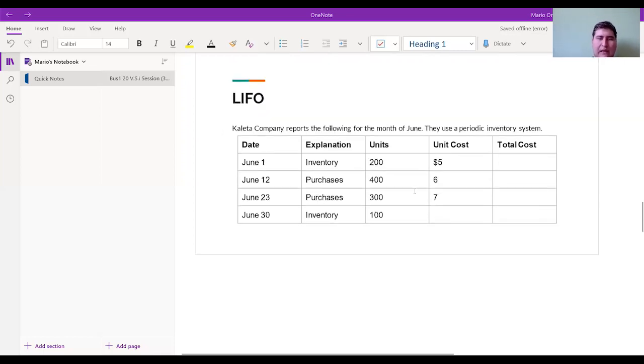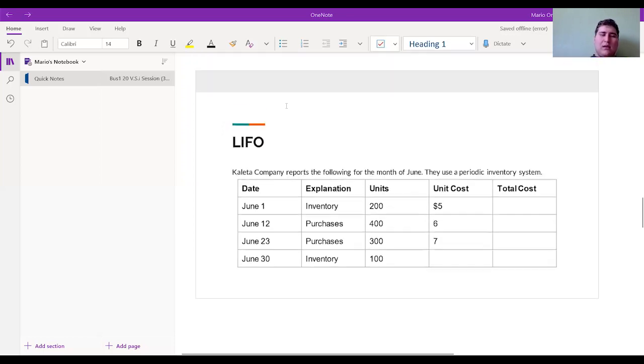So here we have LIFO, and this problem is a little simpler, at least for the explanation that it gives. Coletta Company reports the following for the month of June. They use a periodic inventory system. So what's the first thing that we want to do here? It's the same thing that we did for the other problem. Yeah, the total cost, exactly. So do you think you could give me the total cost for each of these rows?